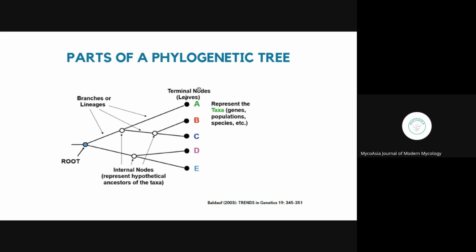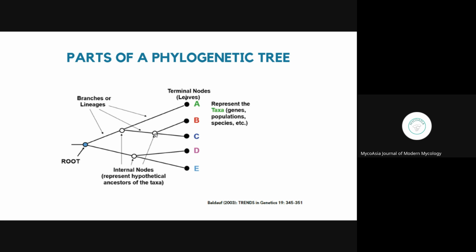So what are these terminal nodes or the leaves? A, B, C, D. These are basically the sequences that you have used in your analysis. So these are called leaves or terminal nodes. Basically, they represent the taxa or the genes or the population. So what are these? These are not directly used in our analysis. We just make hypotheses about it.